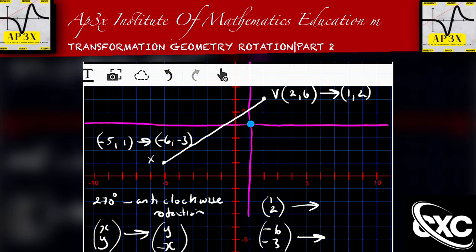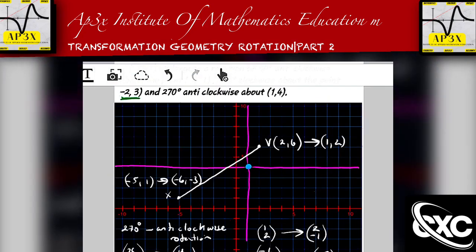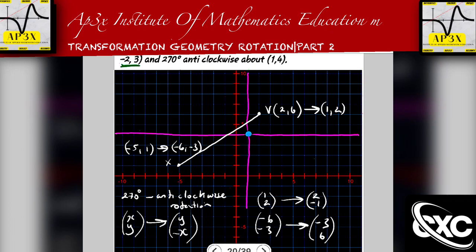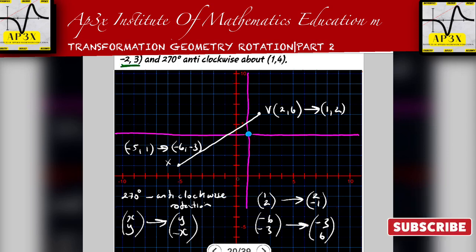It's going to flip and change the signs of the X. So 1, 2 is going to flip, and then 2 is going to remain positive, but 1 is going to go down and change to negative. And then of course -3 is going to go up, and -6 is going to go down and change here. So according to the rotation of 270 degrees about the point 1, 4 will produce the new points 2, -1 and -3, 6.